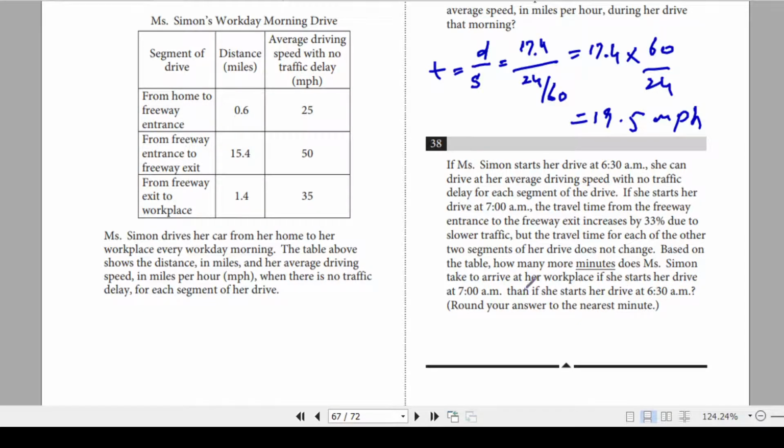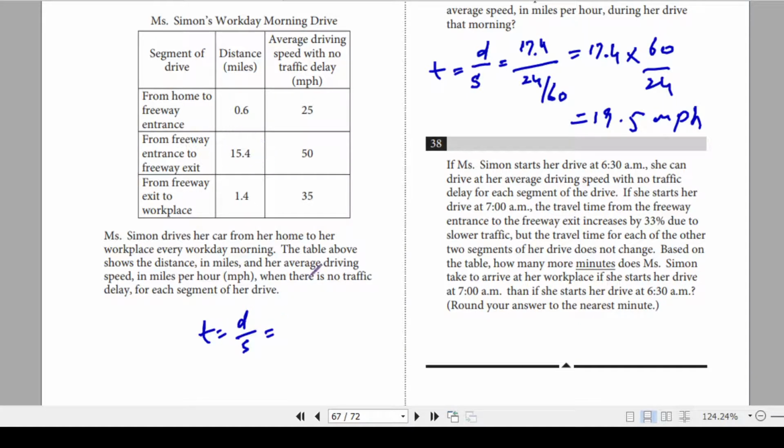So you have to find how many more minutes it will take. She will take 33% more time in this segment only. The rest of the segments will remain constant. So we'll just find the time of this segment and see what 33% of that time is. That's it. The distance divided by speed will give us the time. So time is equal to distance over speed.